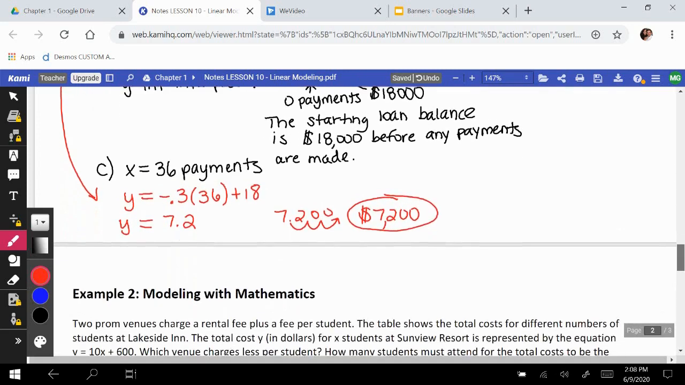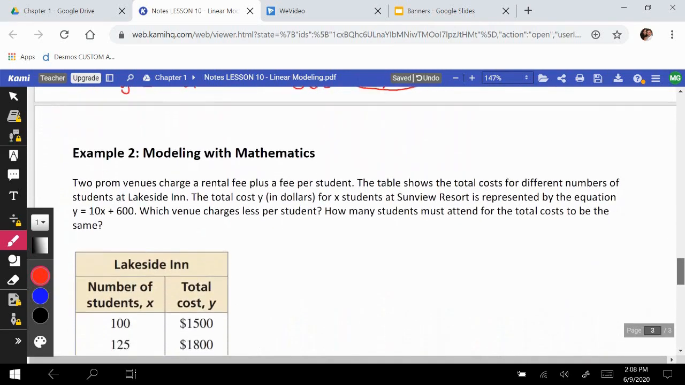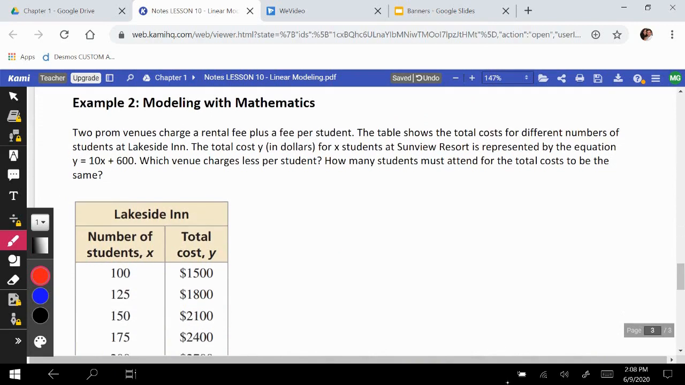That's a lot of payments, and you still owe over $7,000. Okay. Let's go ahead and take a look at this problem. We've got 2 prom venues that are charging a rental fee plus a fee per student. The table shows the total cost for different numbers of students from Lakeside Inn and the total cost Y in dollars for X students at a Sunview resort. That's represented by the equation 10x plus 600.